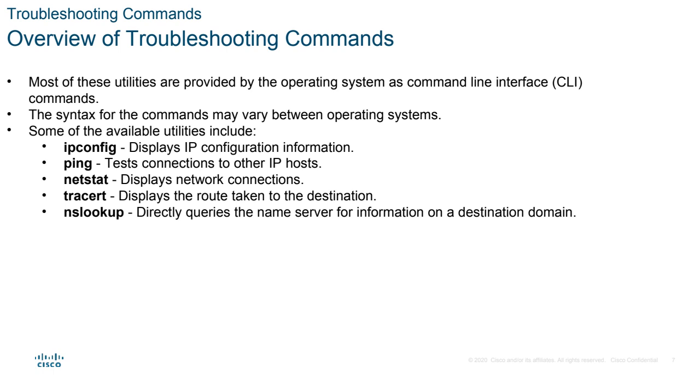Now we have some troubleshooting commands, and we have used some of them already. ipconfig. What does ipconfig do? It shows us the configuration. Ping, to check connectivity. Correct? Netstat displays network connections. Tracert displays the route taken to the destination, and nslookup directly queries the name server for information on a destination domain. We will do these commands in the lab.